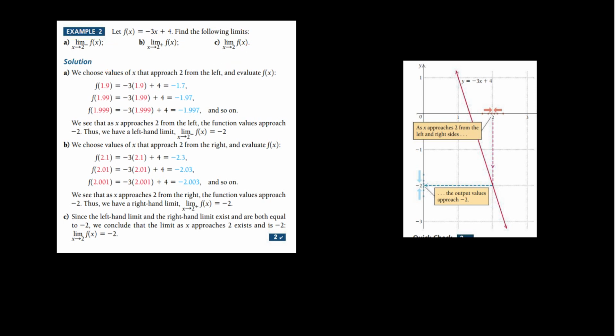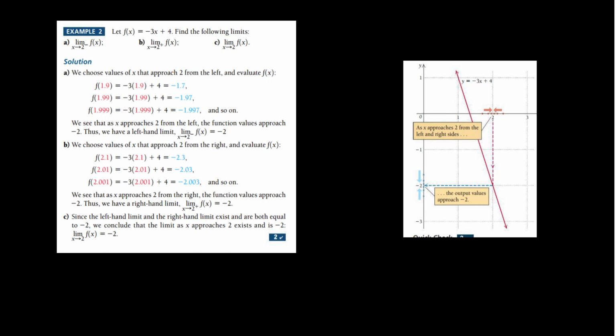So obviously, this is the same procedure we've done up to now. We're just going to plug in values as we get closer and closer to the number 2 from the left side. Okay, again, that's what A is wanting. We're wanting to approach 2 from the left side. As we do that, we appear to approach the number negative 2. Okay, so as we plug in these values, it appears that we approach negative 2.